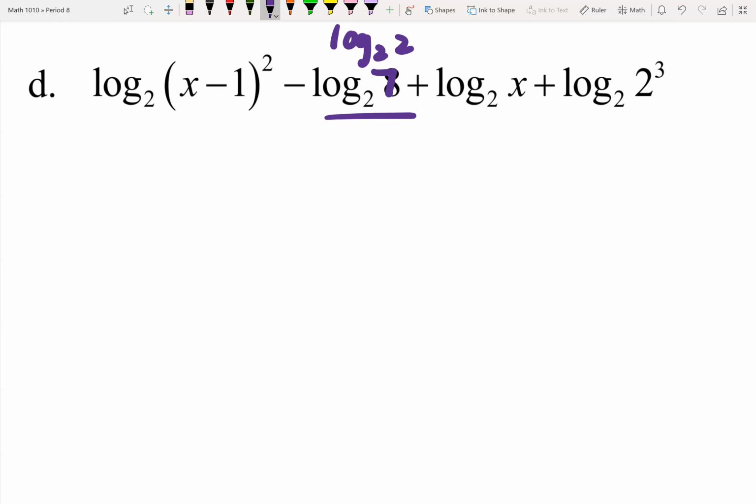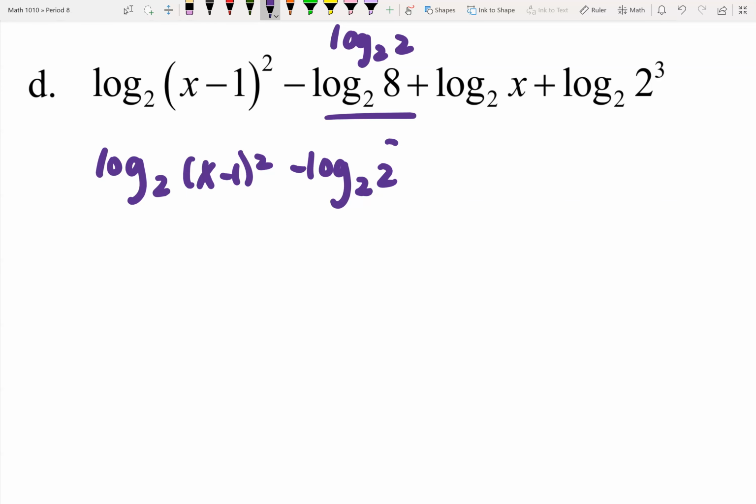If that said log base 2 of 7, would it be possible to write it as log base 2 of 2? No. But an 8 totally works, right? So this is going to be log base 2 of x minus 1 squared minus log base 2 of 2 to the 3rd. Plus log base 2 of x plus log base 2 of 2 to the 3rd.